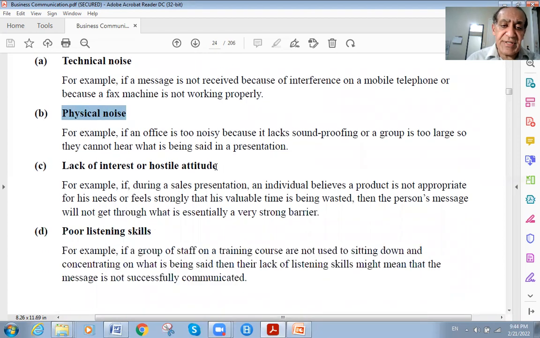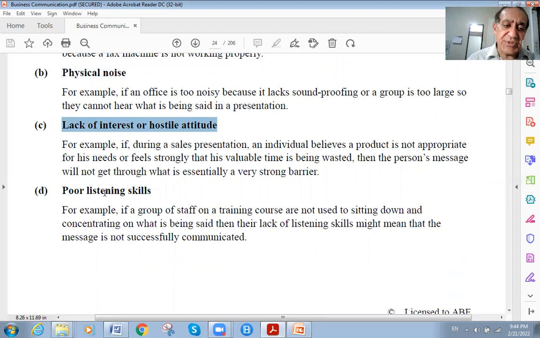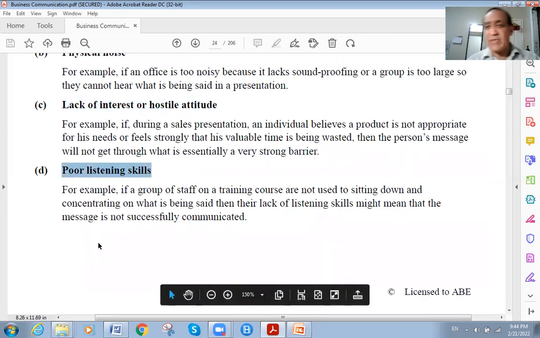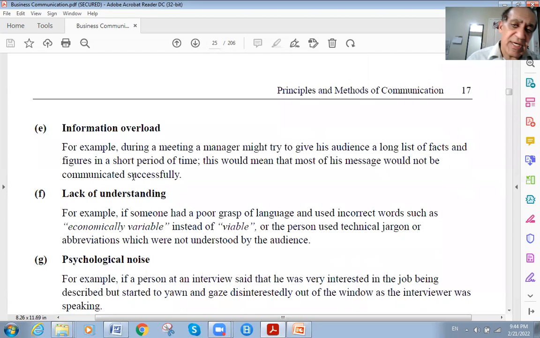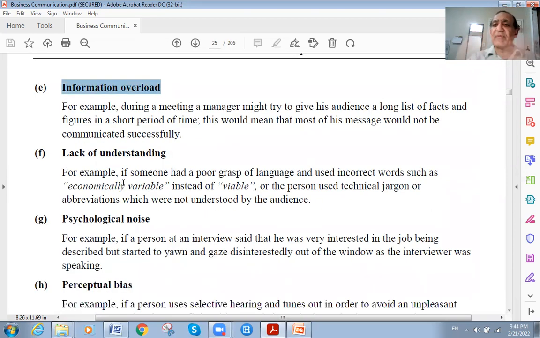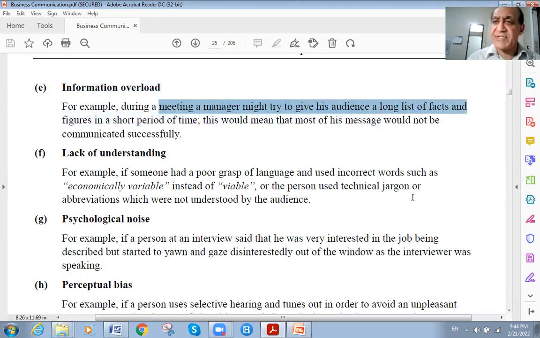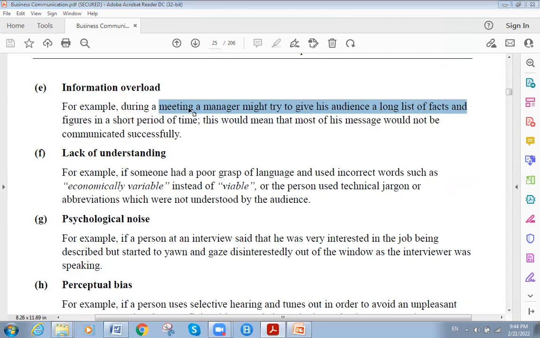Lack of interest or hostile attitude. Poor listening skills: if the receiver talks more than he listens, this is one of the problems of attitude and behavior. Information overload: I'm giving you too much information. For example, during a meeting, a manager might give his audience a long list of facts, and they get upset while he's talking, because they get some information but cannot follow the rest.